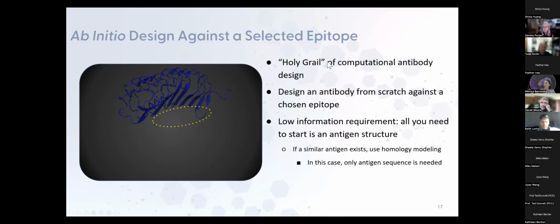The holy grail of computational antibody design is, if you just have information about the target, can you design something from scratch that will work with the mechanism of action that you're looking for? This means that you have a really low information requirement because you only need an antigen structure, but there's a very wide space that you have to search to get there.